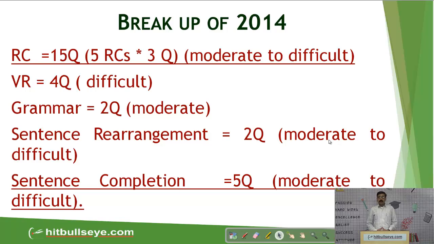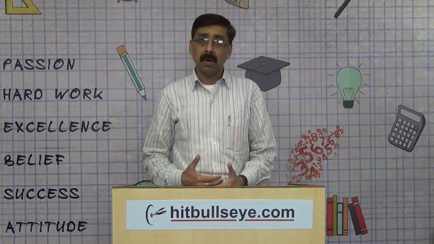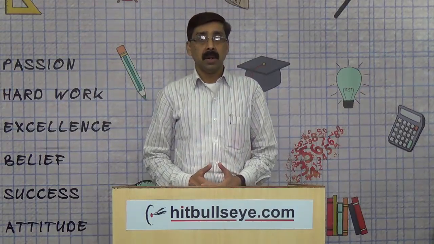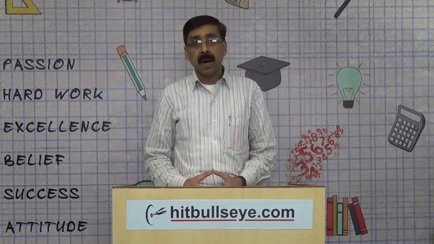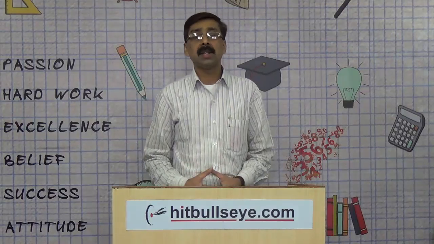If we try to analyze the breakup of 2014, two things will come out very clearly. Let us look at the breakup first. In 2014, there were 5 RCs with 3 questions each, therefore 15 questions. Verbal reasoning based questions 4, grammar 2, sentence arrangement 2 questions, and sentence completion 5 questions. So you will find that the paper this year was dominated by reading comprehension questions and sentence completion questions.